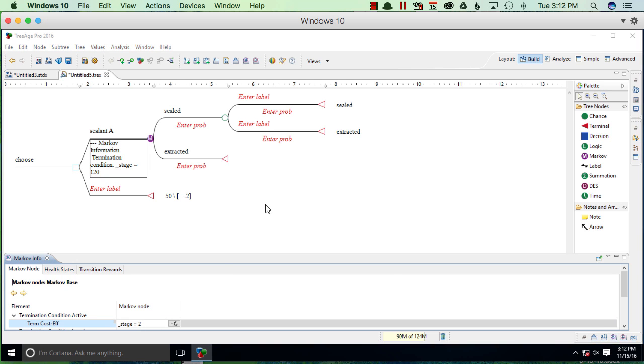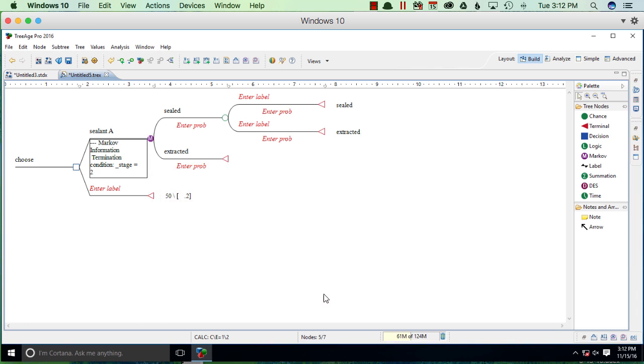You can see that stage is the number of years or the number of cycles that it runs the model for. TreeAge defaults to 120 stages. I'm going to change that to 2. So 2 stages, it's just going to run it for cycles 0, 1, and 2 of the model. So just like how I showed you in my other video by hand.